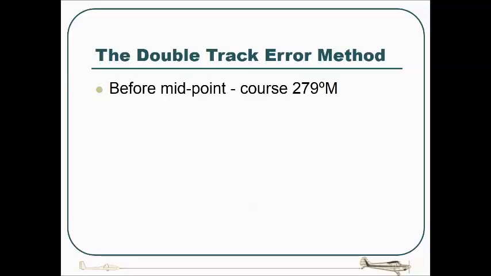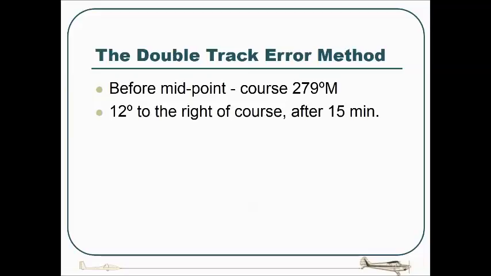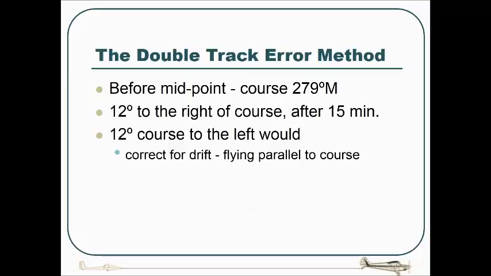Now, the basic concept here is, first of all, you need to do this before the midpoint, because after the midpoint, it doesn't quite work. So let's say you're on a course of 279 degrees magnetic. You're 12 degrees right of the course after about 15 minutes. So we've drifted to the right. Well, what we need to do is change course direction 12 degrees to the left. Now, this will correct us for drift. We're now flying parallel to our course.